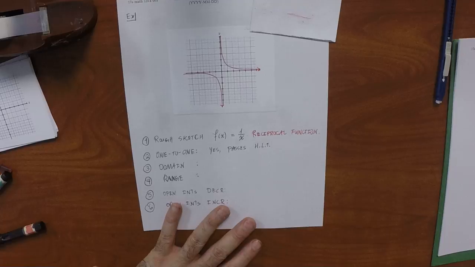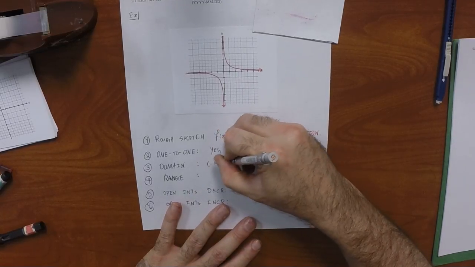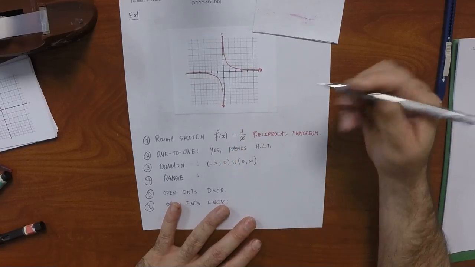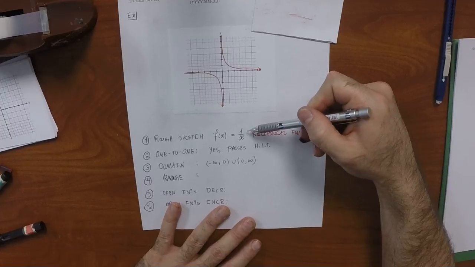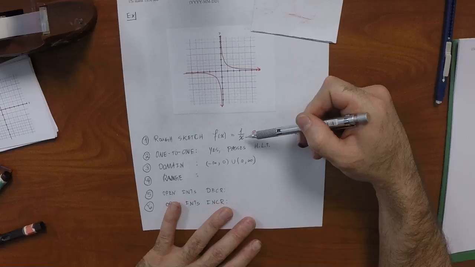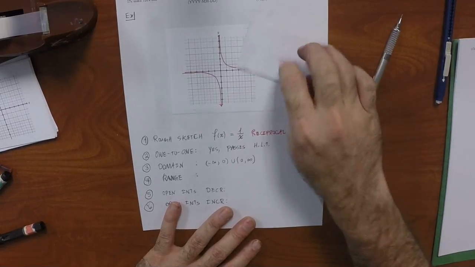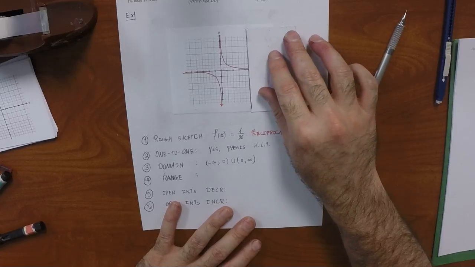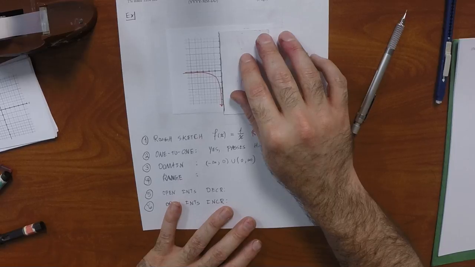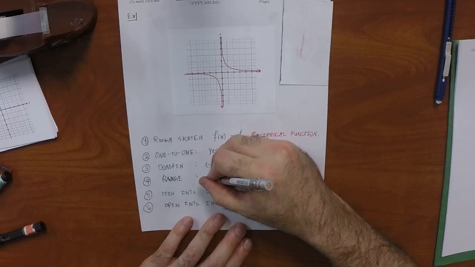What's its domain? Very good. So algebraically, it must be this way because this expression is defined everywhere except 0. Geometrically, it must be this way because this is the plot of the function and there is an intersection for every x value except that one right there. What's the range? Same. For similar reasons.